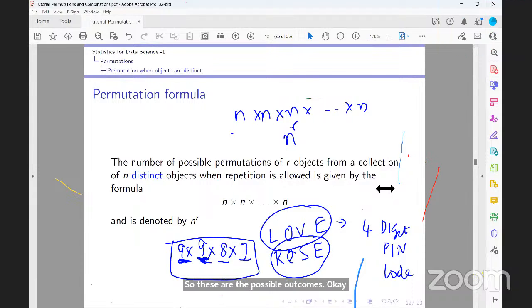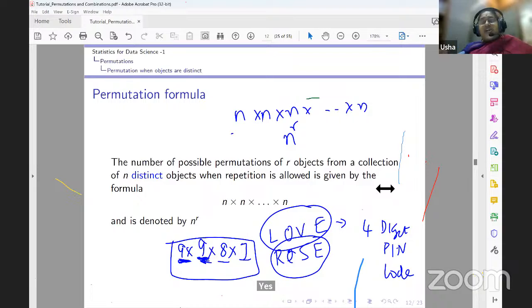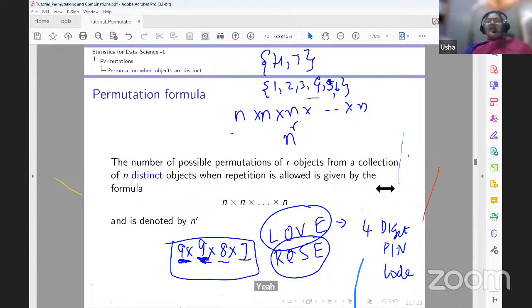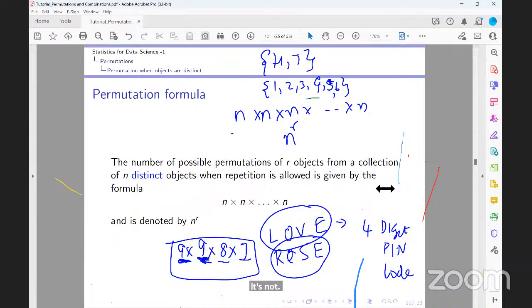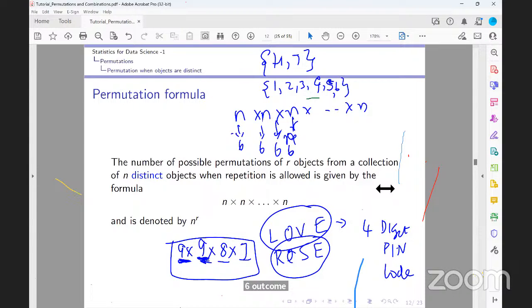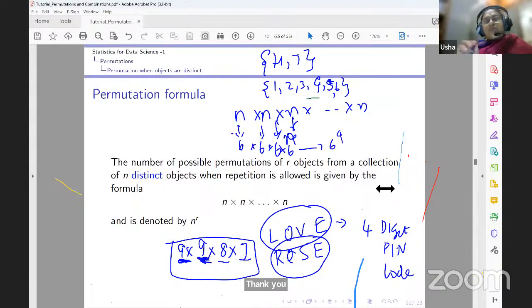It is very important for us to understand this permutation and combination. When we had a very small experiment like tossing a coin, I know that there are only 2 outcomes. Rolling a die, there are only 6 outcomes. The minute I say I'm rolling a die 4 times, how many possible outcomes? The first die has 6 outcomes, the second die has 6, the third has 6, the fourth has 6. So the total number of outcomes is 6 to the power of 4.